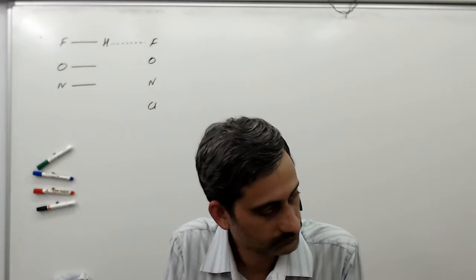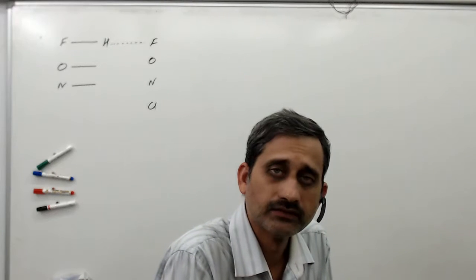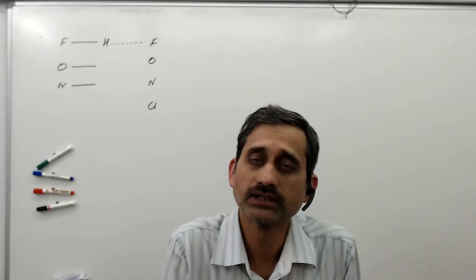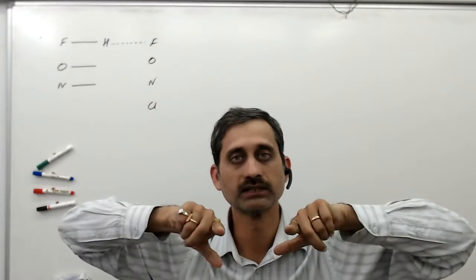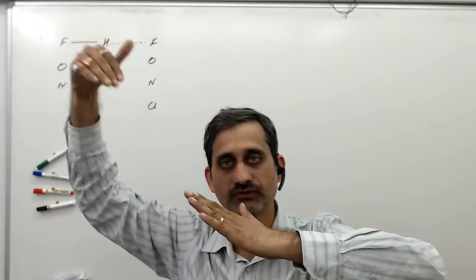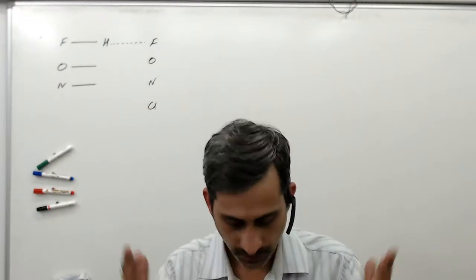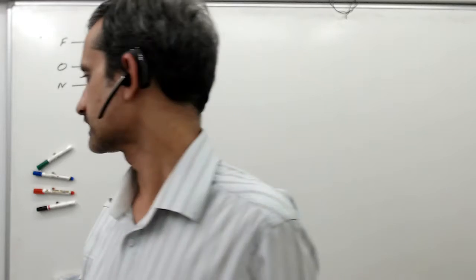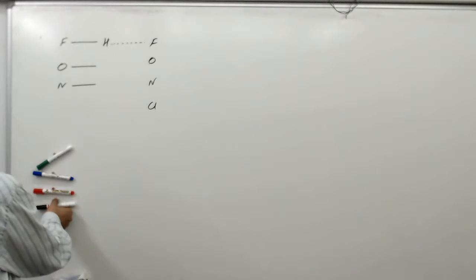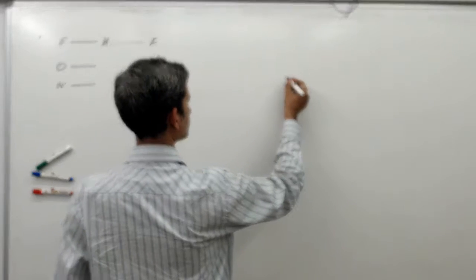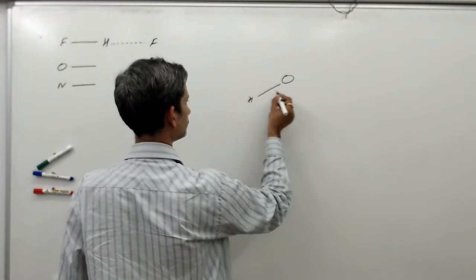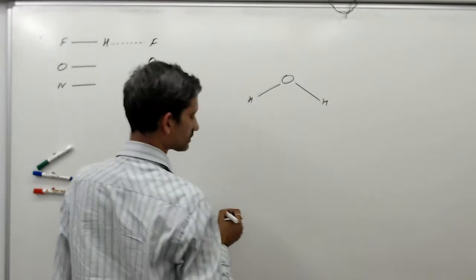Sir, how is it directional? See, the lone pair around an atom is in a specific direction. A specific electron pair is there, specific orbitals are there. So the hydrogen bond is going to be formed in that particular direction. For example, let us say we talk about the hydrogen bond formed in water. Water has a bent structure. So this is the structure of water.